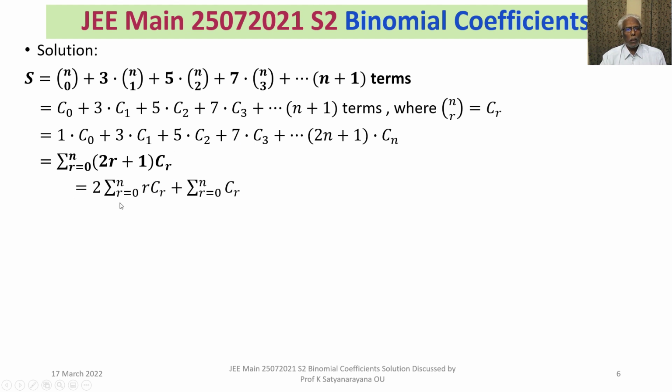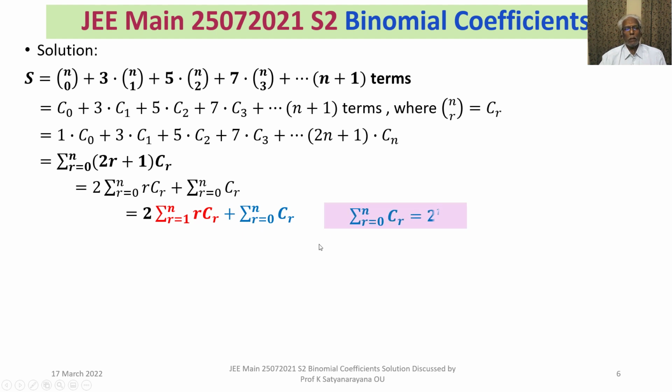2 times sigma r is equal to 0 to n rCr plus sigma r is equal to 0 to n Cr. And we know what sigma r is equal to 0 to n Cr is. And yes, in the second step we have written r is equal to 1 to n for an obvious reason. Why? When r is equal to 0, it becomes 0, and the fruitful terms will occur only from r is equal to 1 to n. Therefore, the above can be written as 2 times sigma r is equal to 1 to n rCr plus sigma r is equal to 0 to n Cr.